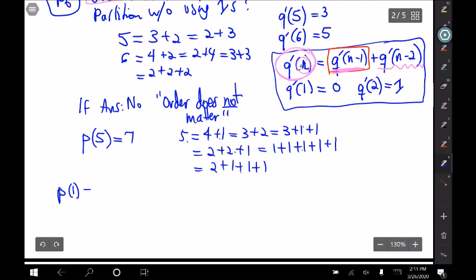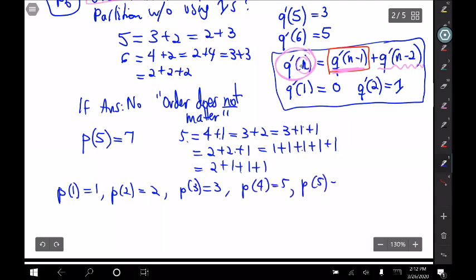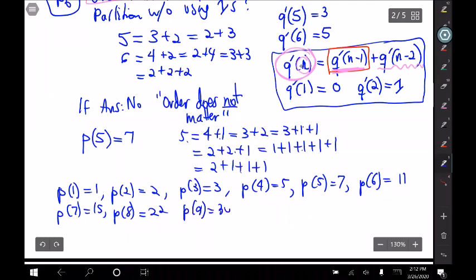P1 is 1. One way you can really do it. P2 would be 2 ways: either you write it as 2 or 1 plus 1. P3 can be written in 3 ways. P4 can be written in 5 ways. P5, we just did it, can be written in 7 ways. P6 can be written in, I think, 11 ways. P7 in 15 ways. 8 can be partitioned in 22 ways. 9 can be partitioned in 30 ways.